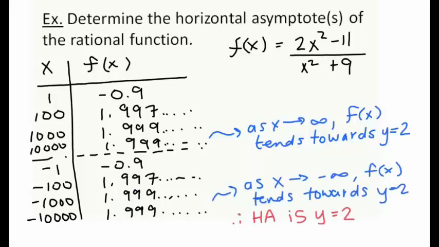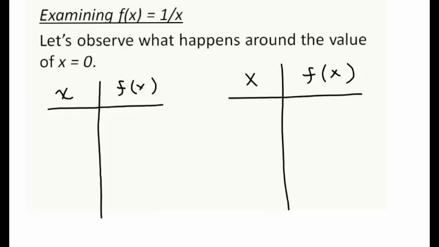So just to summarize everything, we might say as x goes towards infinity, f of x goes towards a value of 2. Similarly, as x goes towards negative infinity, f of x goes towards y is equal to 2. So here we can conclude that the horizontal asymptote of our function f of x is y is equal to 2. Instead of figuring out what happens as x gets really, really big in the negative or positive directions, let's see what happens as x gets really, really close to the value of 0.